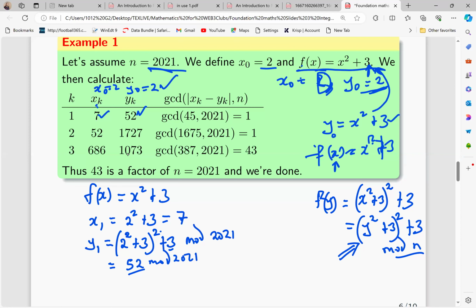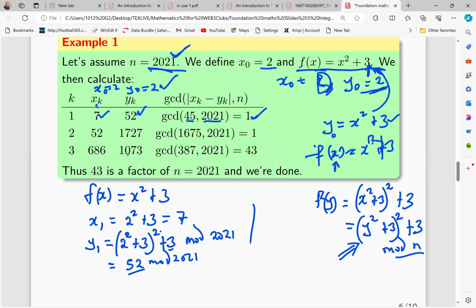So we found x1 and y1. After finding x1 and y1, subtract x1 from y1. When you subtract 7 from 52, you get 45. Then find the GCD of 45 and 2021, our n, using Euclid's algorithm. When you do that, you get 1. If you find that the GCD is 1, it means you proceed and find x2.